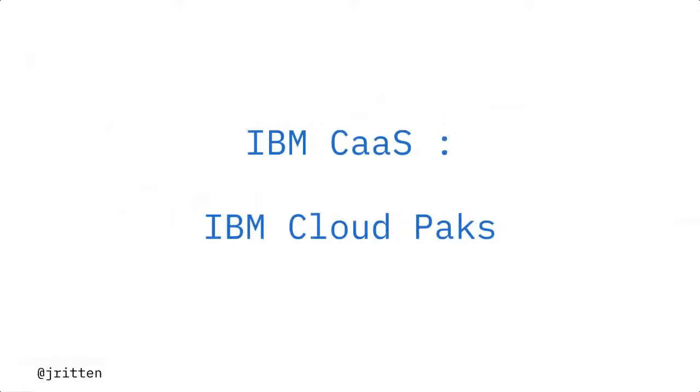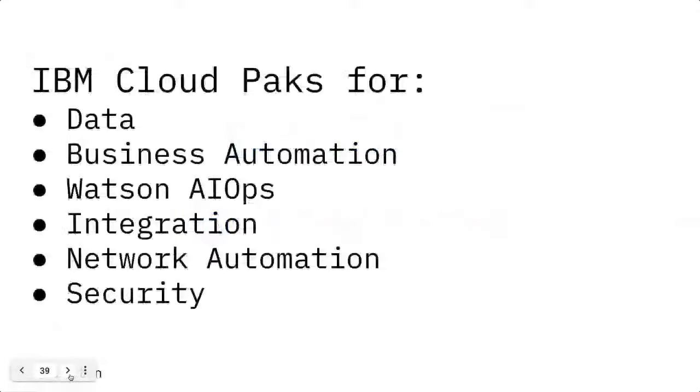Okay, so when we're talking about our IBM CaaS offerings, what we're referring to here that we're going to take a look at is our IBM Cloud Packs. So what's an IBM Cloud Pack? An IBM Cloud Pack is a collection of offerings that we have bundled up, ready to go for you, for doing things like we have IBM Cloud Packs for data, business automation, Watson AIOps, integration, network automation, and security.